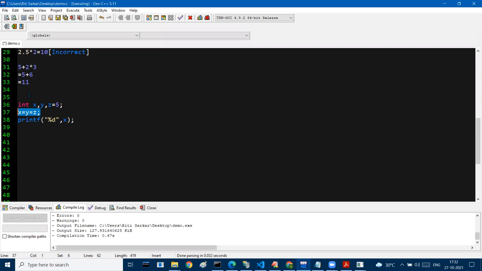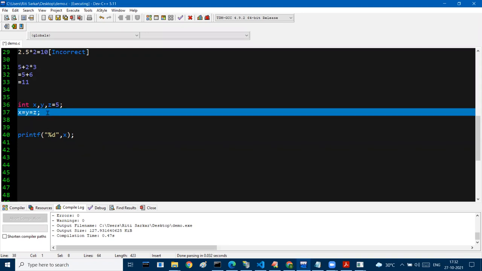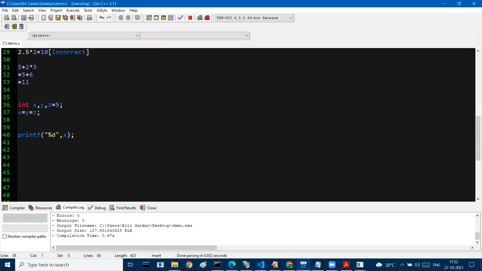What we have to check is associativity. Associativity of the assignment operator is from right to left. That means, in the absence of brackets, how will the expression be bracketized? First, this part will be bracketized: y is equal to z. Now, which part will be bracketized? x is equal to. This part will be bracketized.